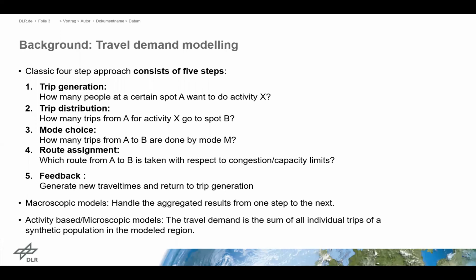First of all, travel demand modeling. If you're in this business, you most probably have heard about the 4-step approach, which actually consists of 5 steps, which is a little bit confusing. But it has trip generation: how many people at a certain spot A want to do activity X; trip distribution: how many trips from A to activity X go to spot B; then mode choice: how many trips from A to B go by mode M; and then route choice: which route from A to B is taken with respect to congestion, capacity limits, and so on.